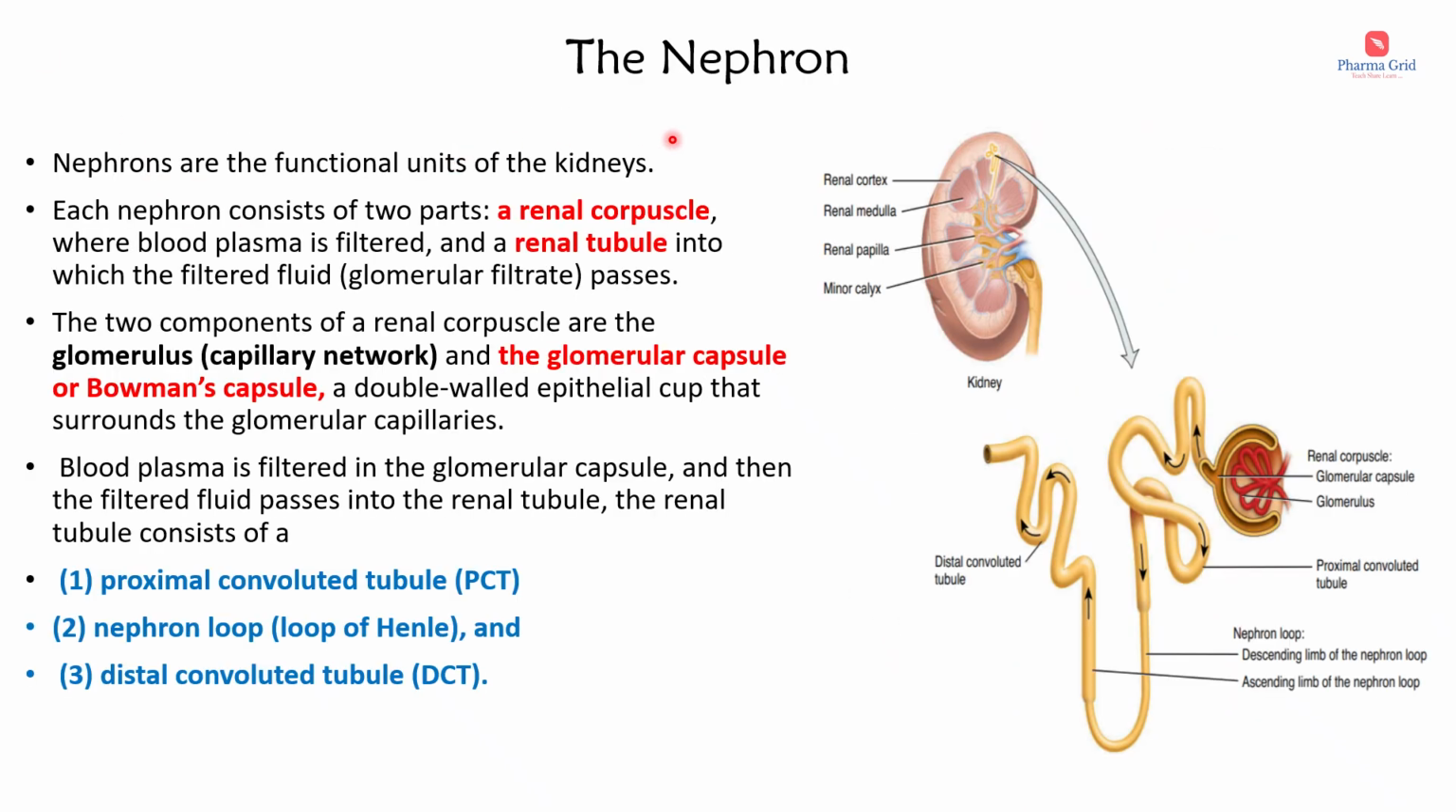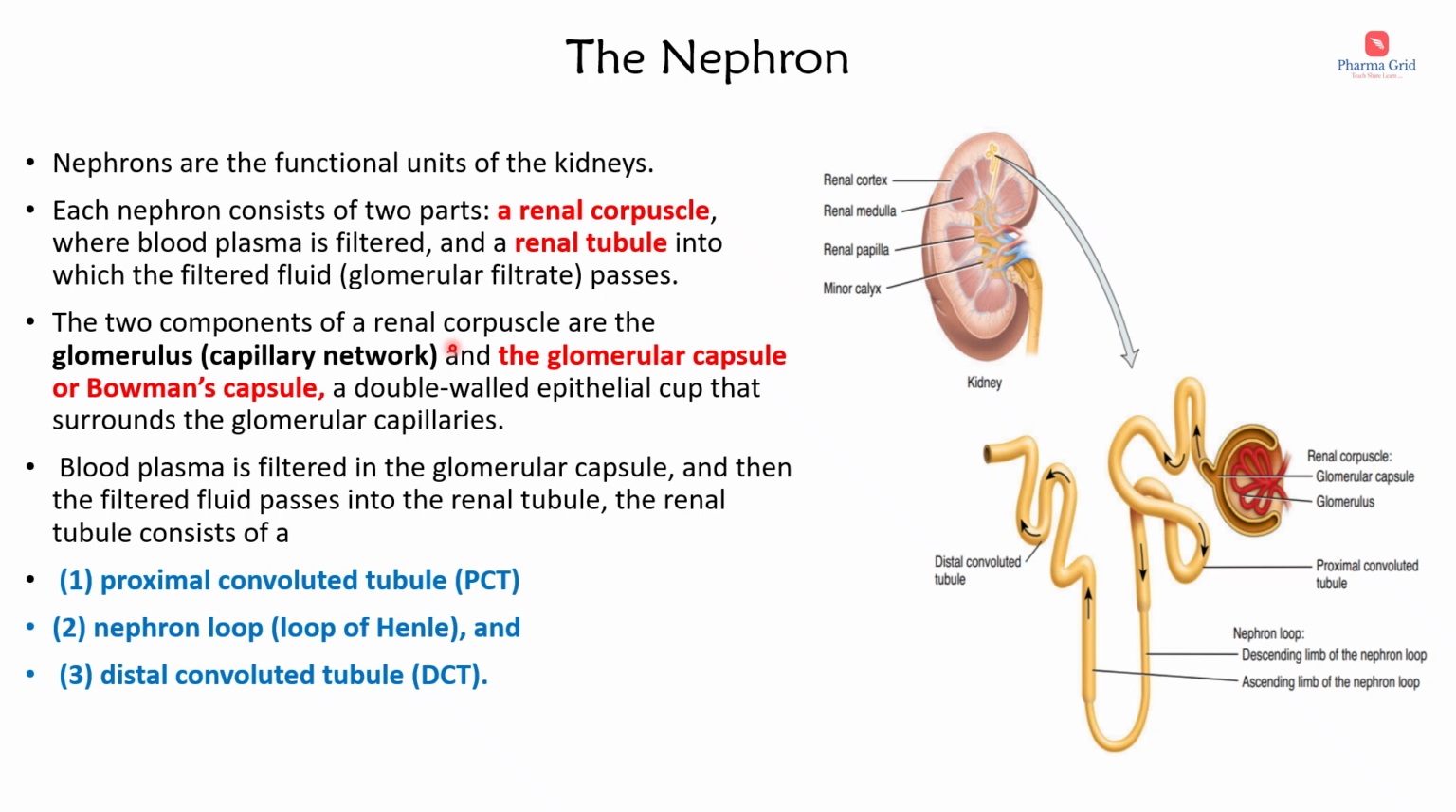Now we'll see in detail the structure of the nephron. Nephrons are the functional units of the kidneys. Each nephron consists of two parts, a renal corpuscle and a renal tubule. The renal corpuscle is the portion where the blood plasma is filtered, and the renal tubule is a tubule into which the filtered fluid, also known as the glomerular filtrate, passes.